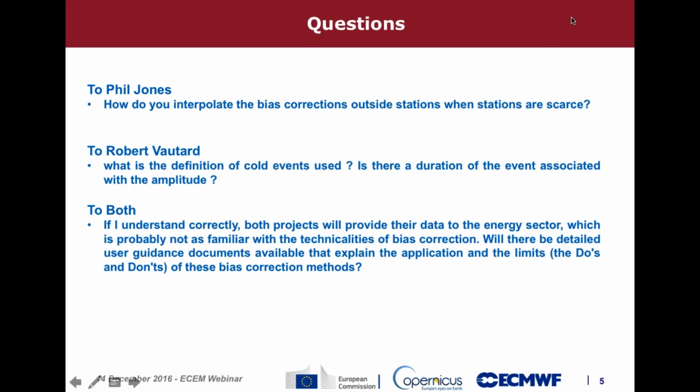So we have one question for Phil, and it's: how do you interpolate the bias corrections outside stations when stations are scarce? So what we're doing here is each station is in one of the ERA-Interim squares, and we're using the ones that are inside the squares for those. But some of the boxes don't have stations, so we're using a number of stations around the area. So we're using a few stations to interpolate the adjustments that we're making to the distributions. So we're interpolating the shape and scale parameters from the stations to the ERA-Interim squares. So I don't know if that answers your question, Robert. Yeah, that was my question. Yeah, that does perfectly. Yeah.